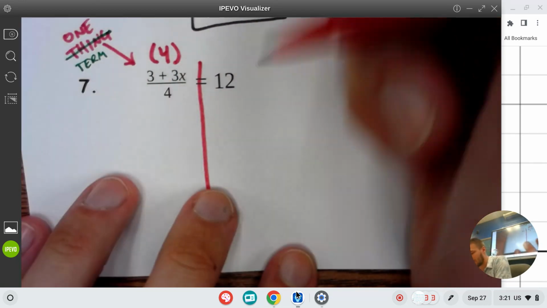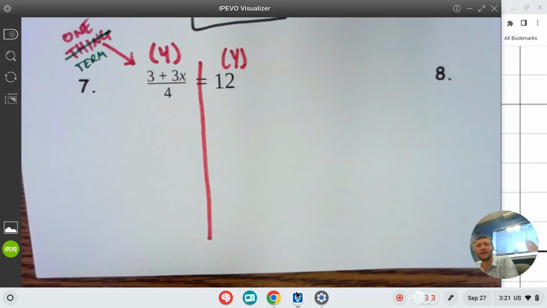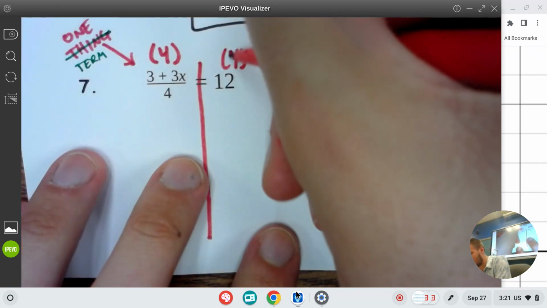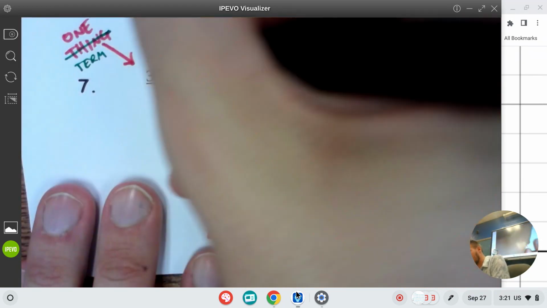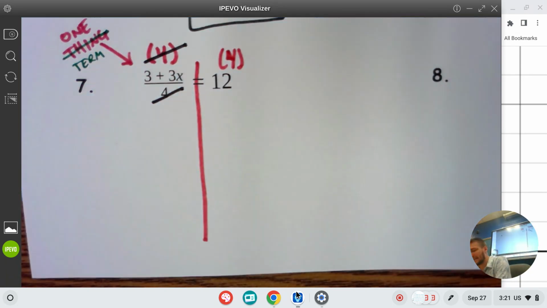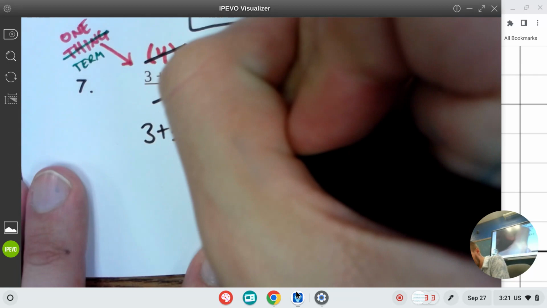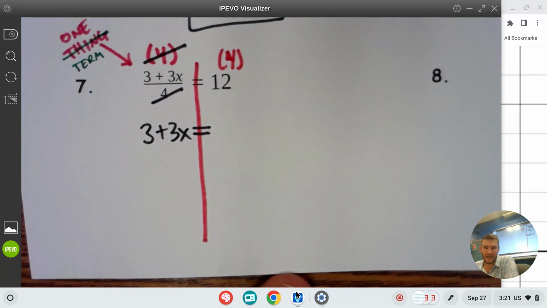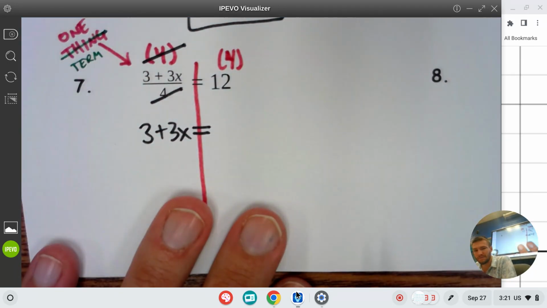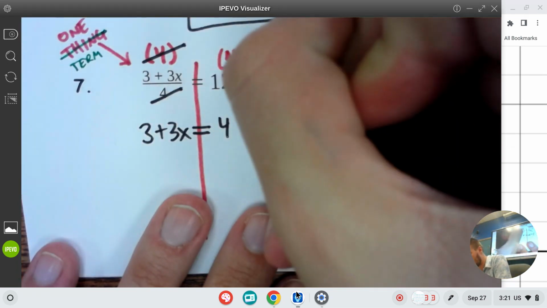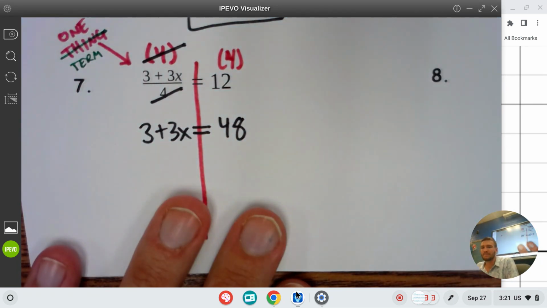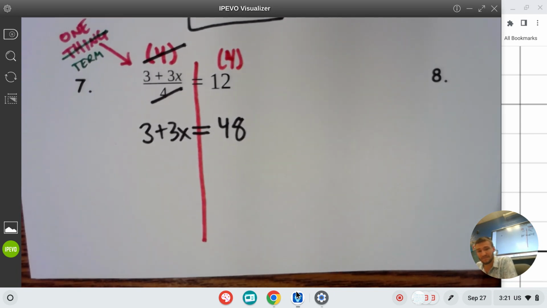I did it. And I'm sure, as soon as you got that, this is not a very hard question, right? Because the bodyguard kills the alien, and we have 3 plus 3x equals. On the other side, we have 4 times 12. 4 times 12 is 48. And from this point on, this is an easy question. This is a two-step equation that we did the second week of school.